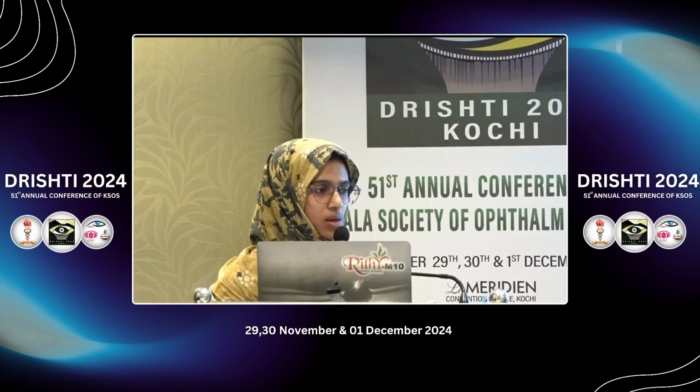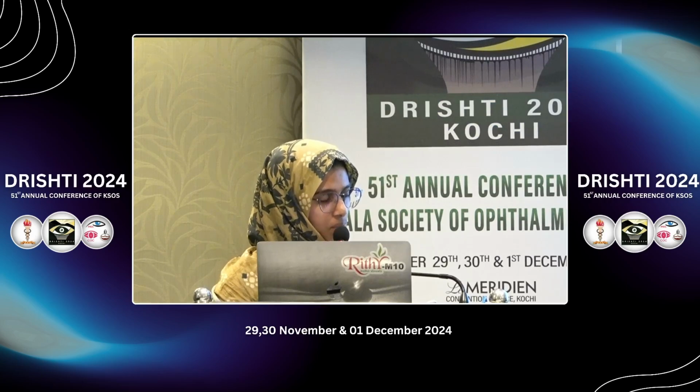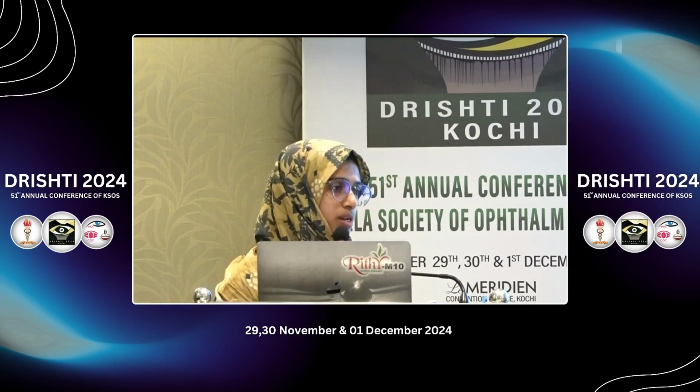Define amblyopia. Amblyopia is a visual developmental disorder. It can be monocular or present in one or both eyes without any organic cause.